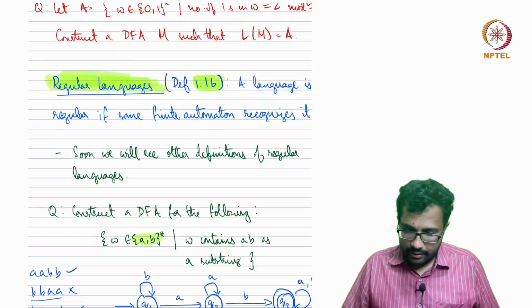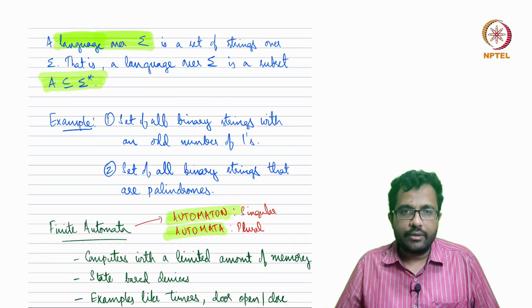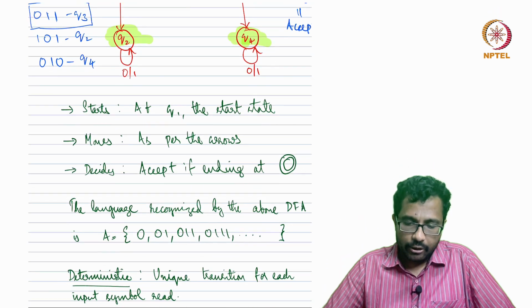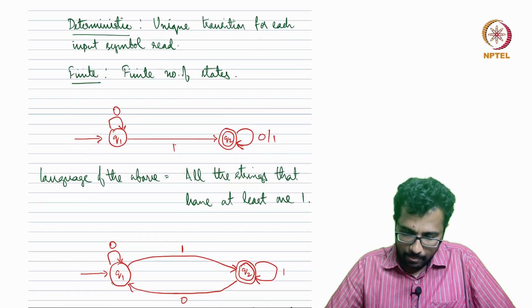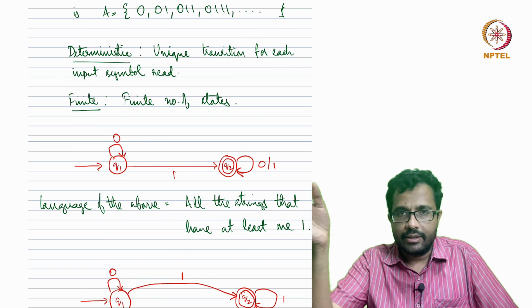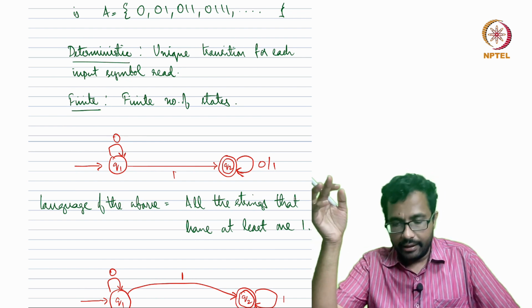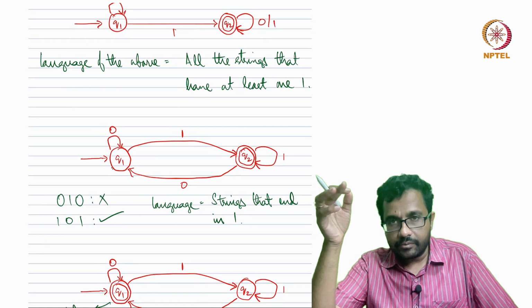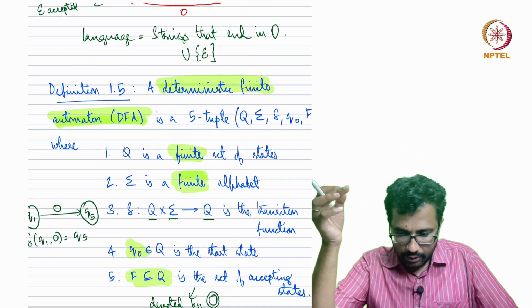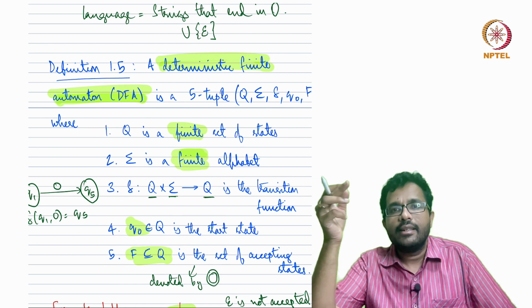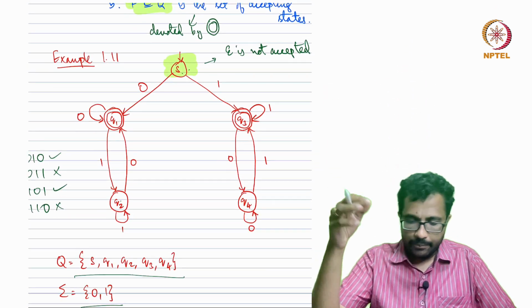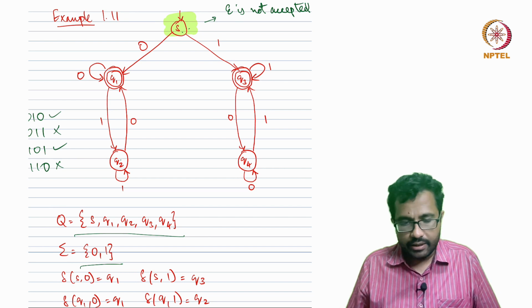This is the end of the lecture, so I'll just summarize what we have seen so far. We saw what is a finite automata, we saw some examples of a deterministic finite automata, or DFAs as we called it. It is deterministic because each state has exactly one outgoing arrow for each symbol, and it is finite because there are only a finite number of states. The language of a DFA is the set of strings that are accepted by the DFA. And we formally saw the definition. The definition is a 5-tuple with a number of states, alphabet, transition function, starting state and accepting states.